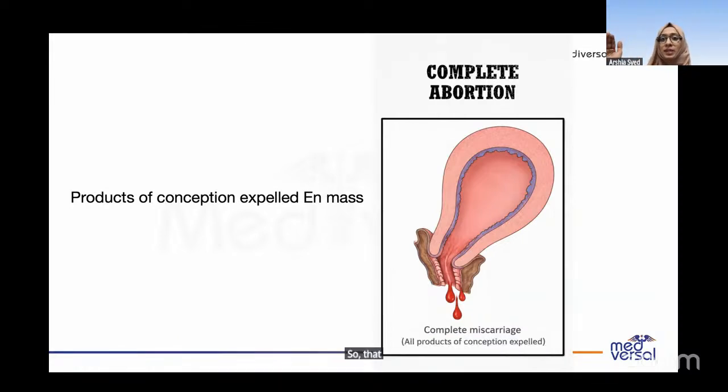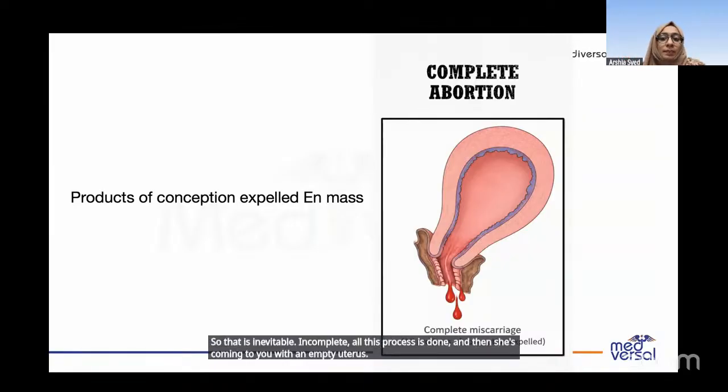So that is inevitable, then incomplete. Once all this process is done, she comes to you with an empty uterus. That is a complete abortion.